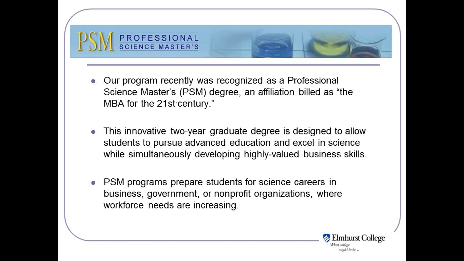Just recently we were recognized as a professional science master's degree. In order to obtain this affiliation, we had to prove that we had advanced education in a science curriculum, as well as offering those highly valued business skills. Also part of the professional science master's, the requirement is that students do an internship. Well, we have adult students, most of whom are working, so we can't really require them to do an internship. So the way we handle that is students work as a group. They start out in their first course planning out a 2-year project that they will work on. Generally, we try and find something in industry for them to do. Occasionally, they've done work for the college as well.